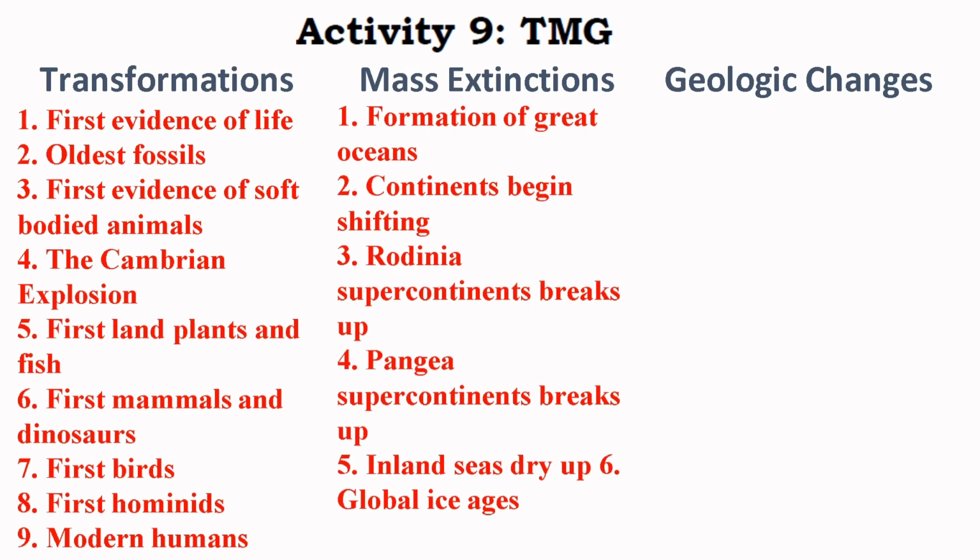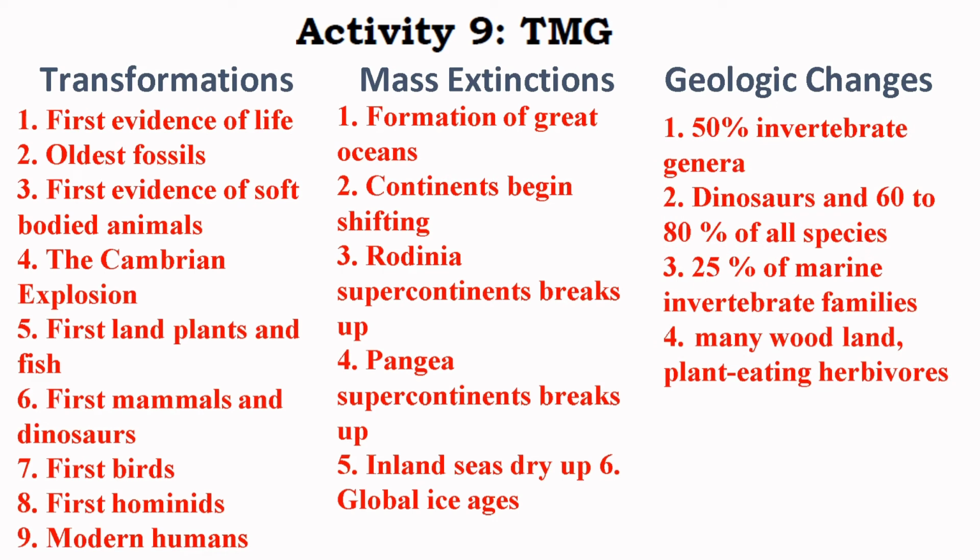For mass extinctions, it is the formation of great oceans, continents begin shifting, Rodinia supercontinent breaks up, Pangaea supercontinent breaks up, inland seas dry up, and the sixth is the global ice ages. For geologic changes, 50% invertebrate genera, dinosaurs and 60 to 80% of all species, 25% of marine invertebrate families, many woodland plant-eating herbivores took place.